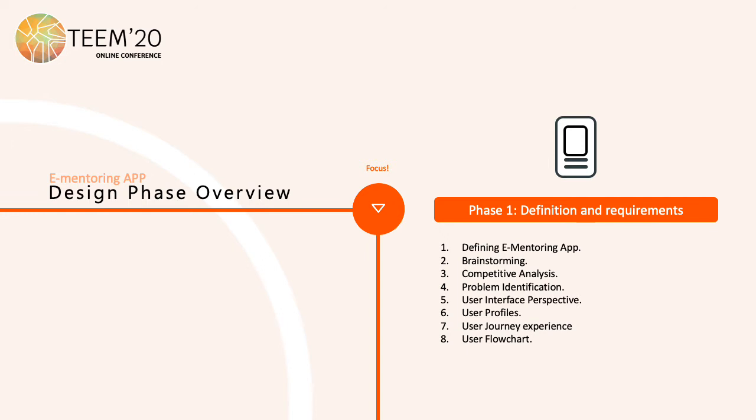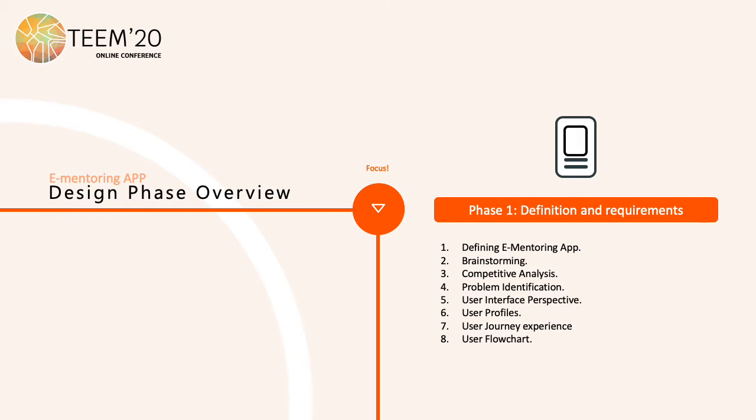Definition. E-mentoring app is defined as a support tool for university students. Brainstorming. The primary ideas in order to investigate more about mentoring and other apps. Complexity analysis. It was focused on the characteristics of the application, their functionality, and the purpose. Problem identification. This step helps us to define the most important findings, such as user experience, quality, and the gap in mentoring. Using interface perspective, the user interface for the e-mentoring app will accomplish specific indications.